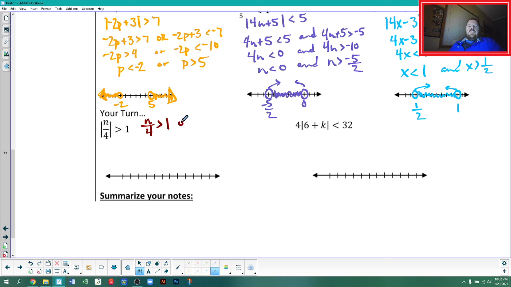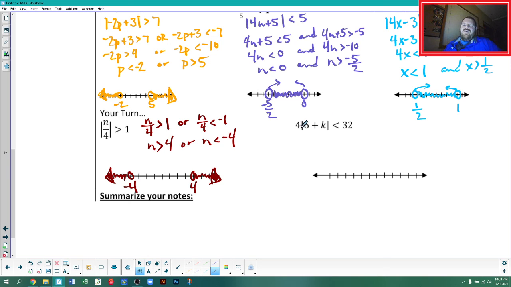Since it's a greater than, it's got to be an or. n over 4 less than negative 1. n is going to be greater than 4, or n is going to be less than negative 4. So let's give ourselves negative 4 there, 4 over there, 2 open circles, shading away from each other. It's all right, my writing's getting sloppy. My hand's starting to hurt.